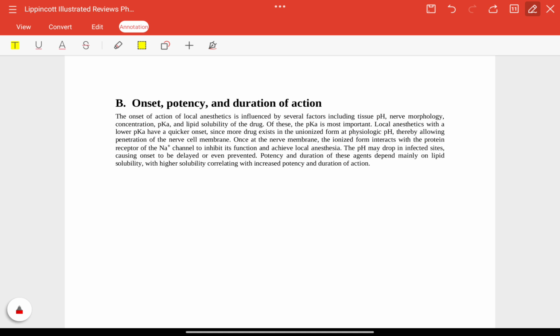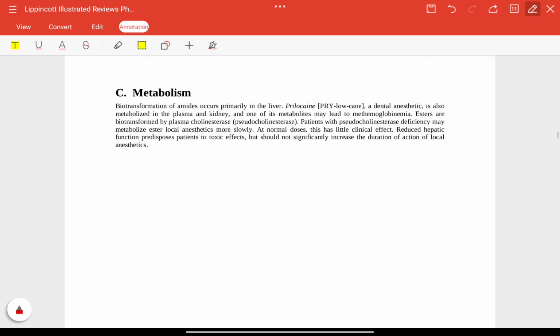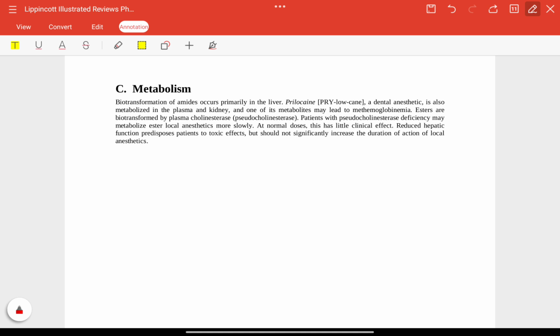Onset, potency, and duration of action. Onset is influenced by pH, morphology, concentration, pKa, and all of these factors. Metabolism is through the liver. Prilocaine, a dental anesthetic, is also metabolized by plasma and kidney.